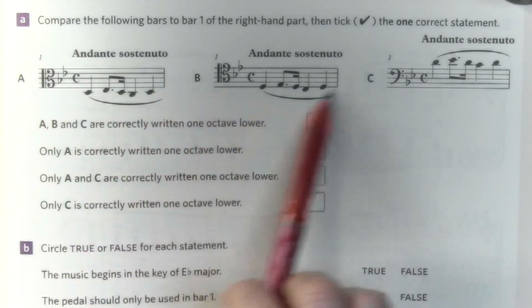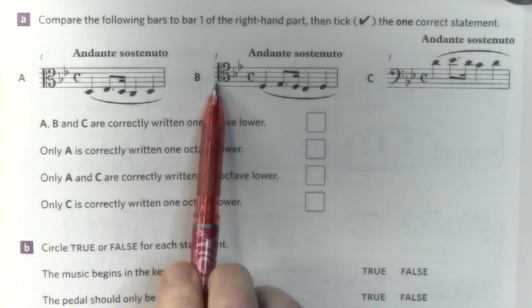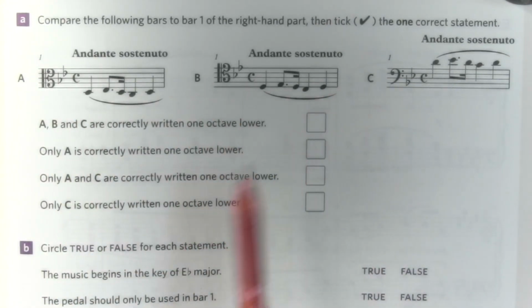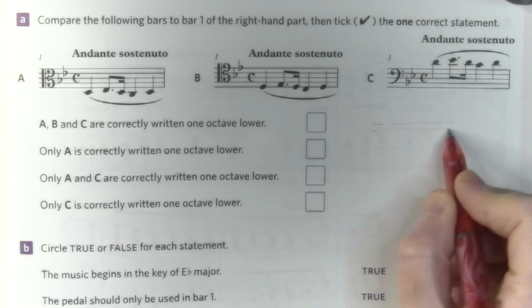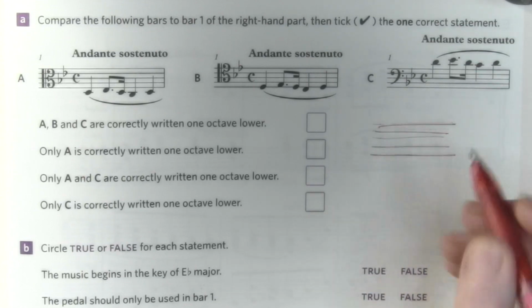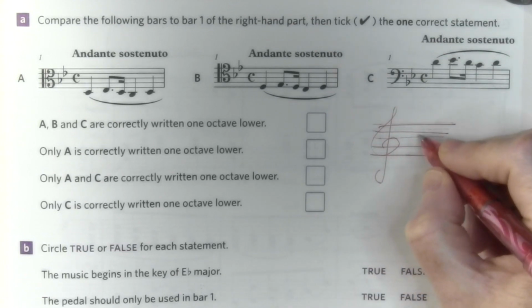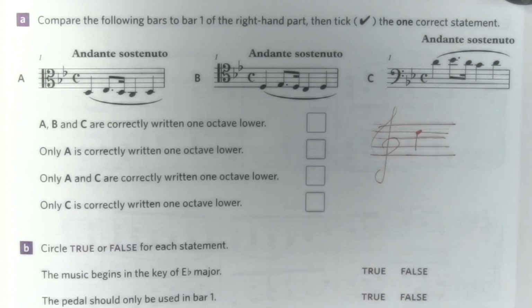We have 3 bars written in 3 different clefs: alto, tenor and bass, and we need to compare them with bar 1 of the right hand part in the original score. And to make it quick, I'm just going to reproduce it here. We have a treble clef and our first note is D here, up here.